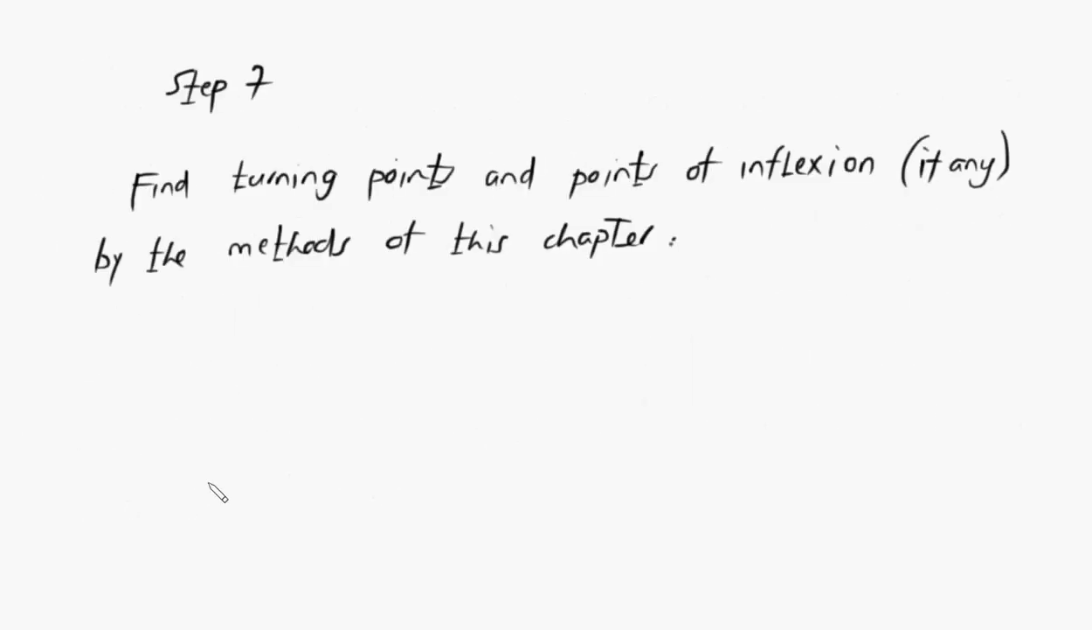It says now find the turning points and point of inflection by the methods of this chapter. I have already taught in previous tutorials how to find turning points and points of inflection. So let's do this now. Our equation was y is equal to x power 4 minus 6x squared plus 8x plus 10. In order to find the turning point, we first have to find dy/dx, then equate it to 0. It's a polynomial function.